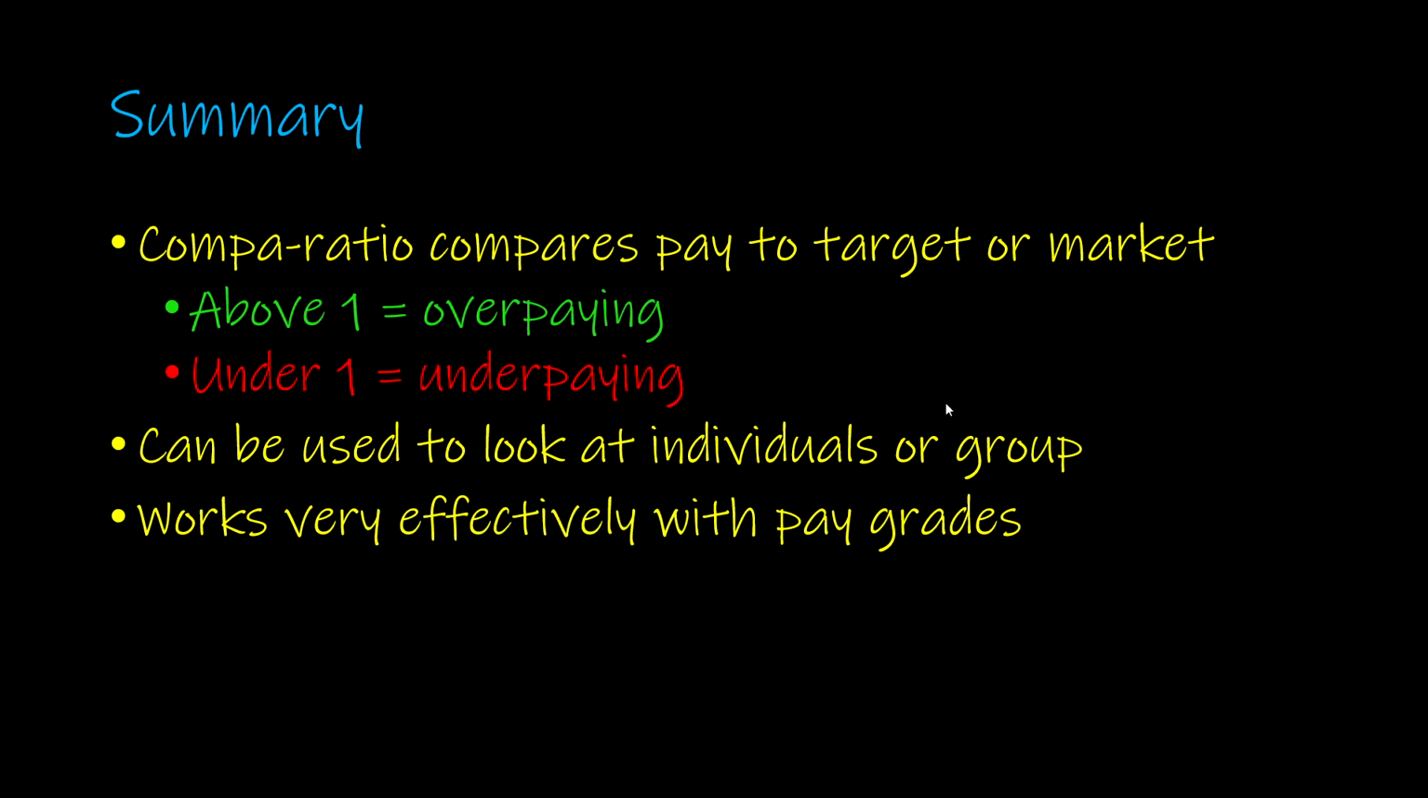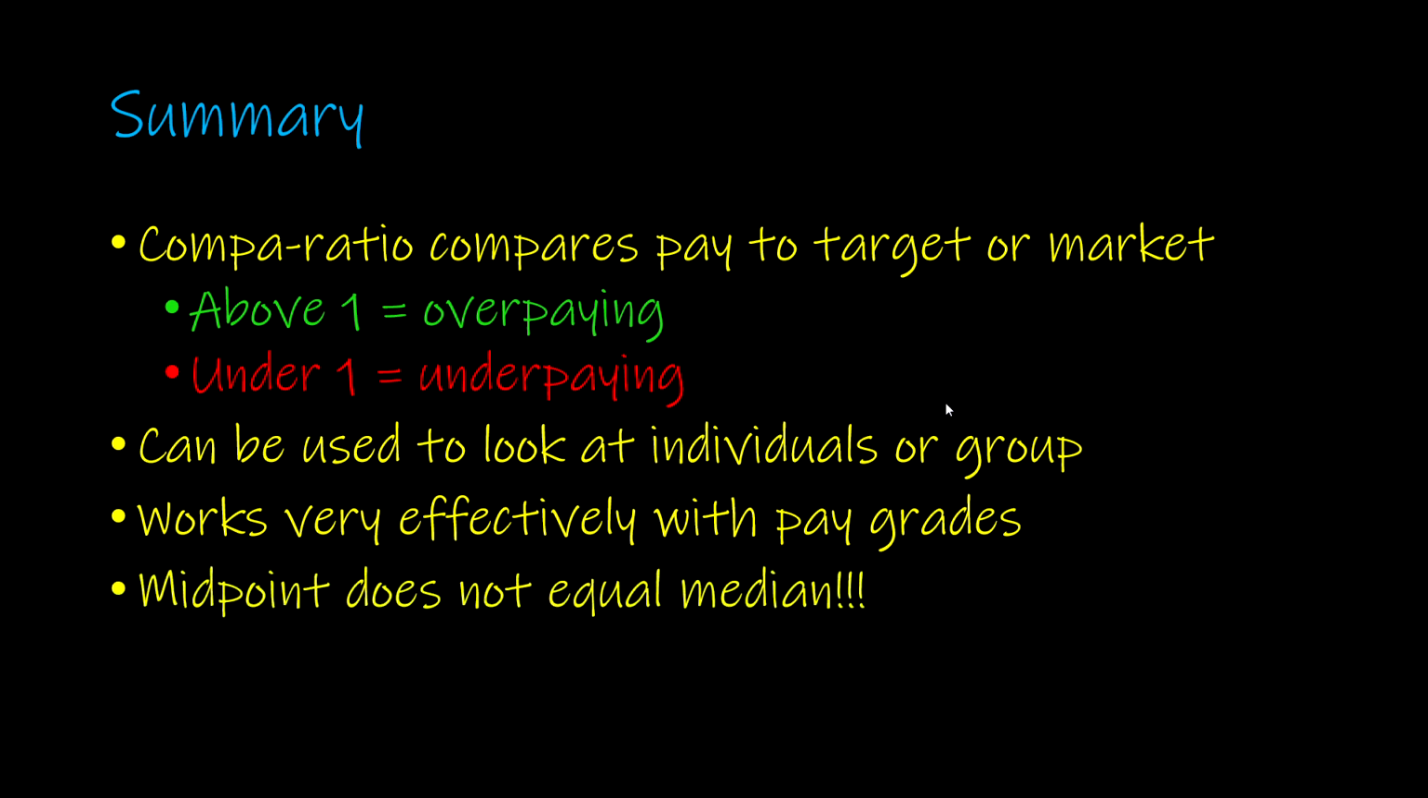Okay. The compa ratio works very effectively when you have pay grades. So in our example, we had 6 different pay grades that had defined bottoms and defined tops. So there was a defined range, and calculating the midpoint was very easy there. So compa ratios work well in those types of scenarios. And remember, the midpoint does not always equal the median. Okay, your median value is not your midpoint. Your midpoint looks at the range that we have for a specific pay grade, and the midpoint is in the middle of that range. Okay?